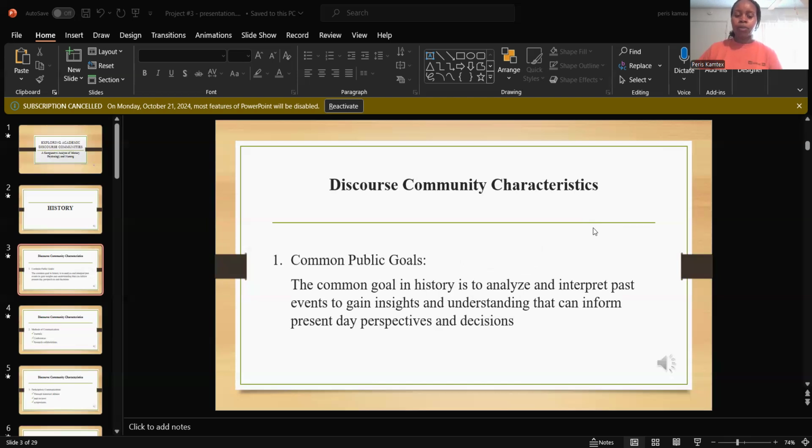First one is the common public goals in history, which is to analyze and interpret past events to gain insight and understanding that can inform present-day perspective and decision.